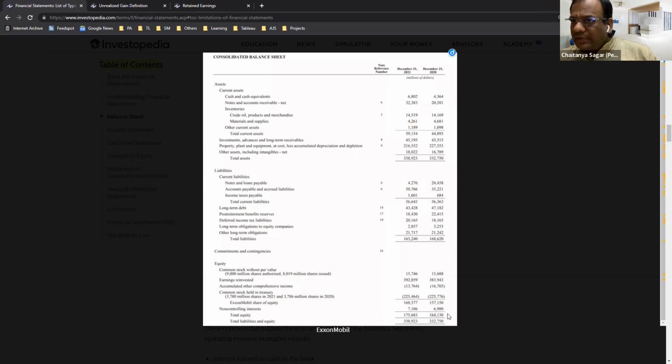I would like you to look at this particular one. What is that line showing? 35 and 50, right? So it was 35 billion as of 2020, and in 2021 it has gone up to 50 billion. So an increase of $15 billion.